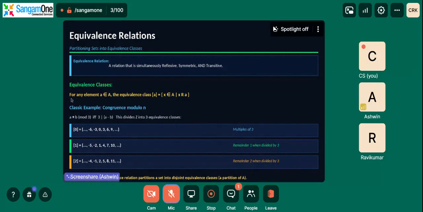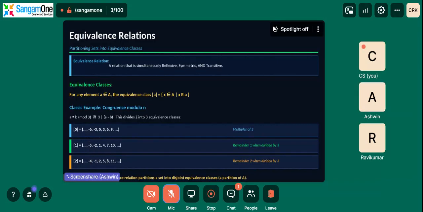What is an equivalence class? For any element a belonging to set A, the equivalence class of a is equal to the set of all x belonging to A such that x is related to a. A classic example is congruence modulo n. a is congruent to b modulo 3 if and only if 3 divides a minus b. This divides Z into three equivalence classes. As you can see here, these are the equivalence classes, which correspond to what the mod gives.